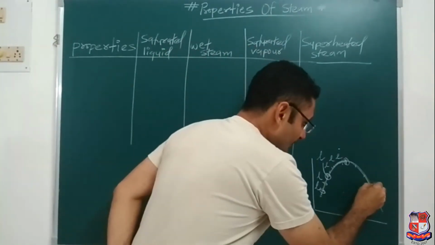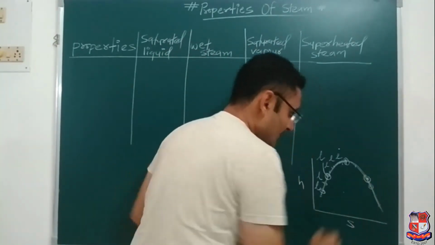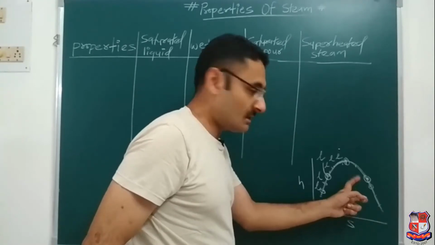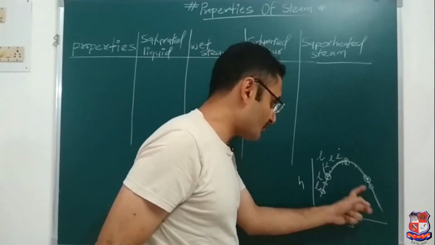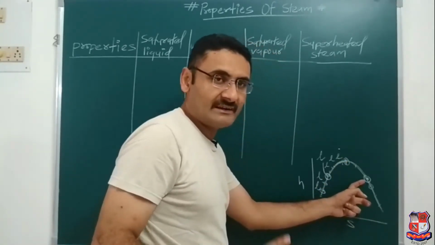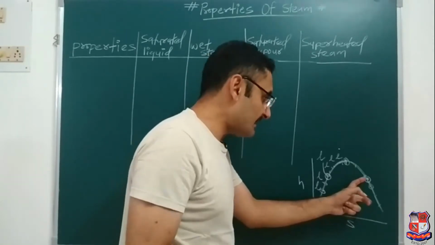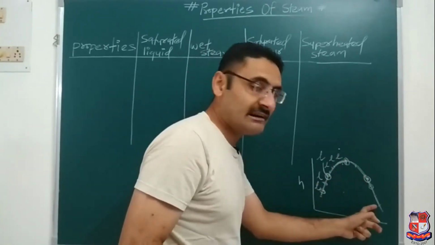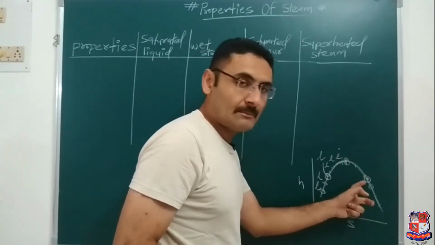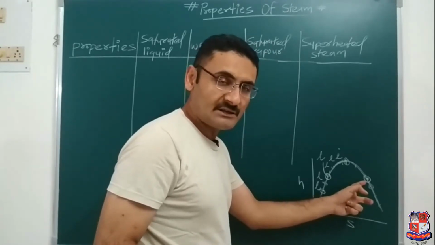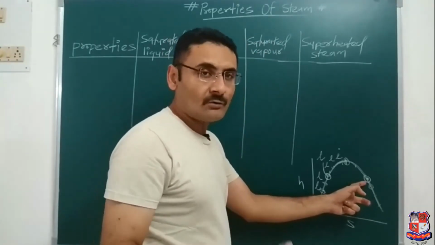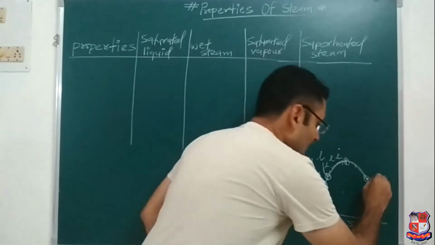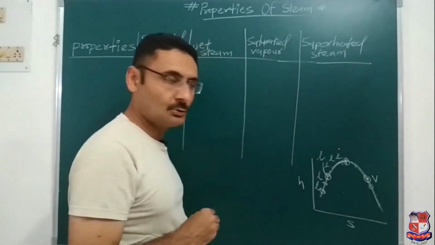So supposing if you consider one point over here, at that point you are considering the saturated vapor region. So the condition of that point is what? First of all, it is saturated, but as that point is considered in the saturated vapor region, the condition of that point is saturated vapor. Saturated vapor means what? Pure vapor, no liquid.